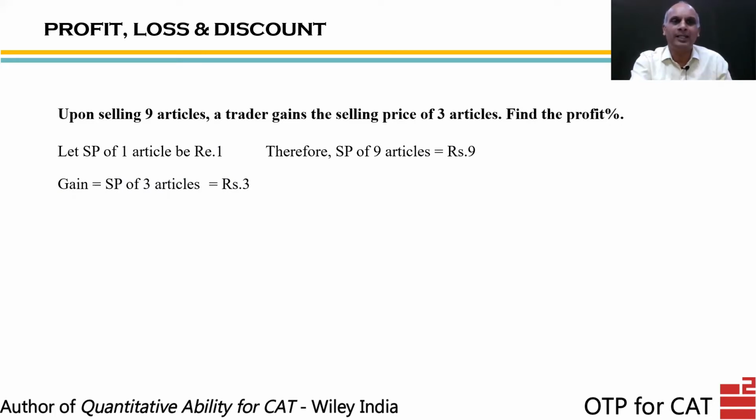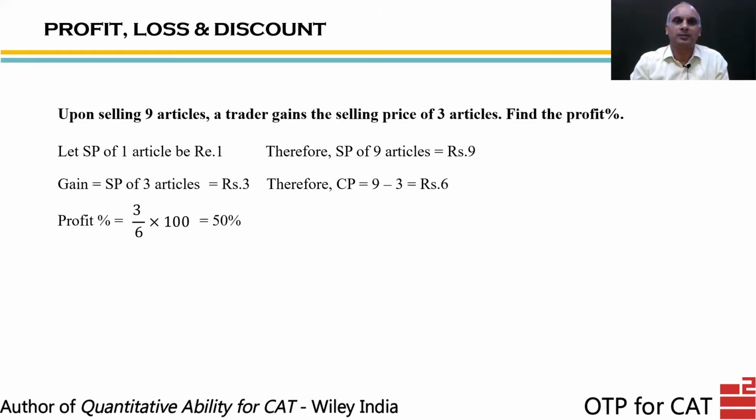From SP and gain, calculate backwards the value of CP. So CP of 9 articles will be 9 minus 3, 6 rupees. So in this question, be careful. The cost price is 6 rupees and profit is 3 rupees. So it's a profit percent of 50%.